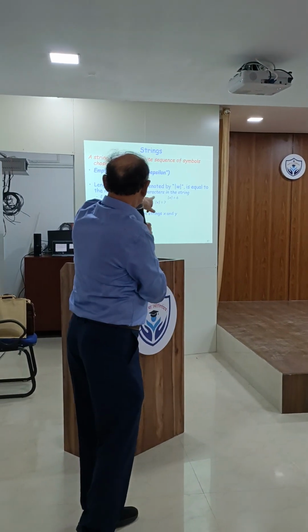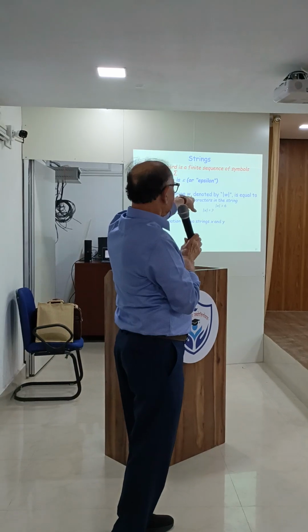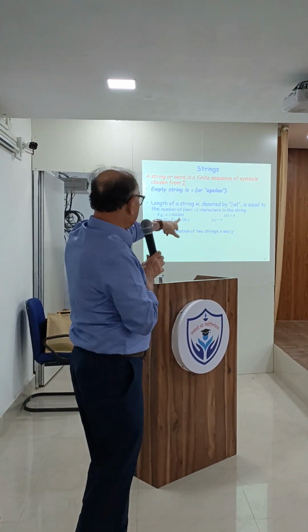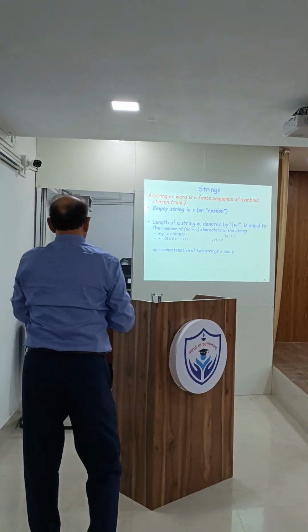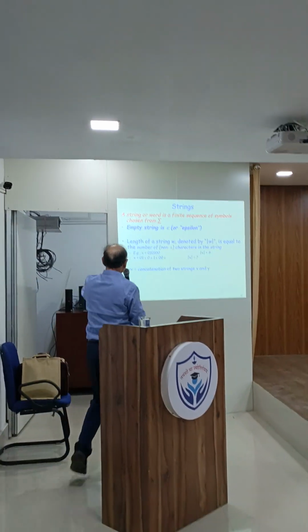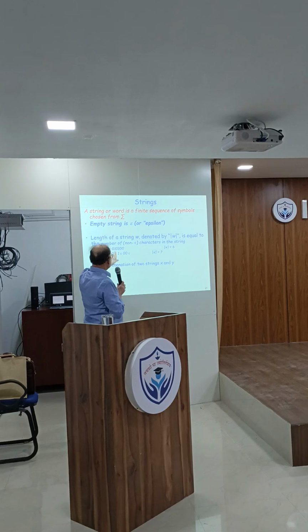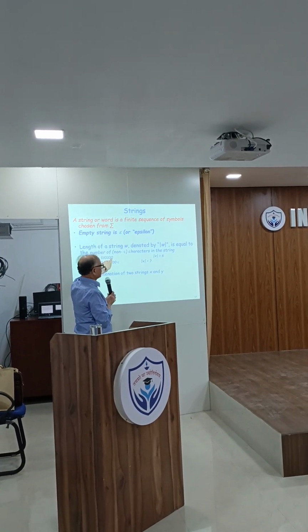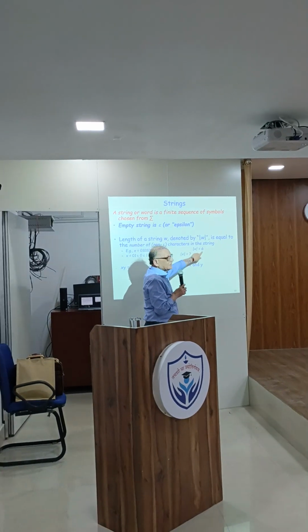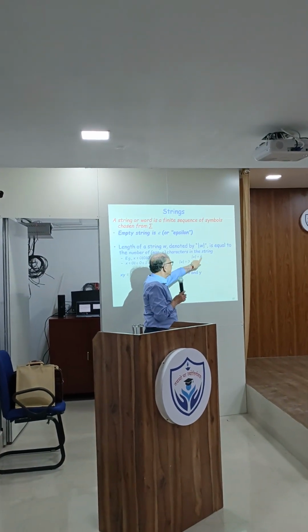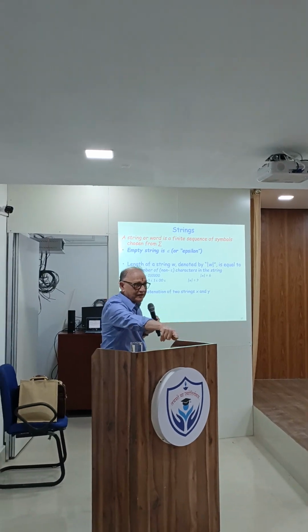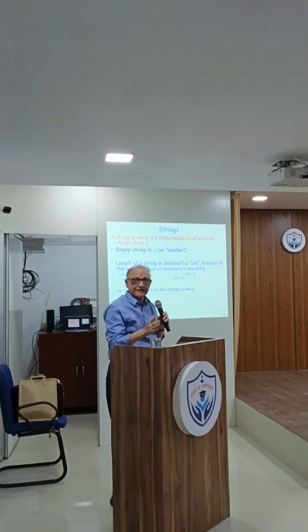We use vertical lines to denote it, and it is positive. If I write X is a string, a binary string 1, 2, 3, 4, 5, 6, its length is 6, because length gives you the size. Length is size. Suppose there are 3 persons, then the size is 3.